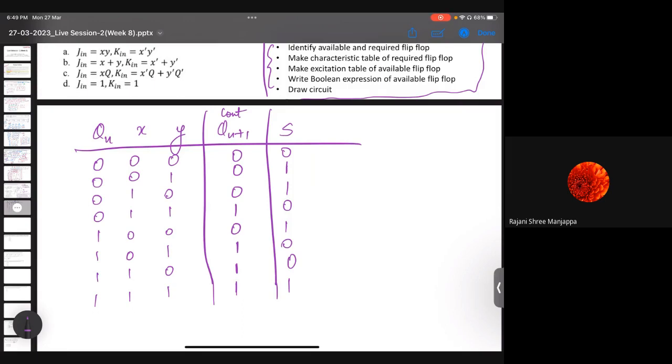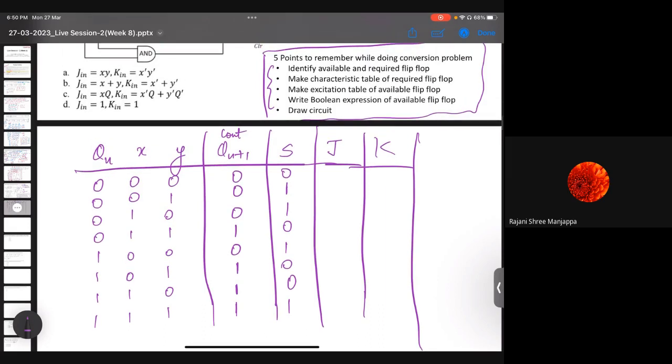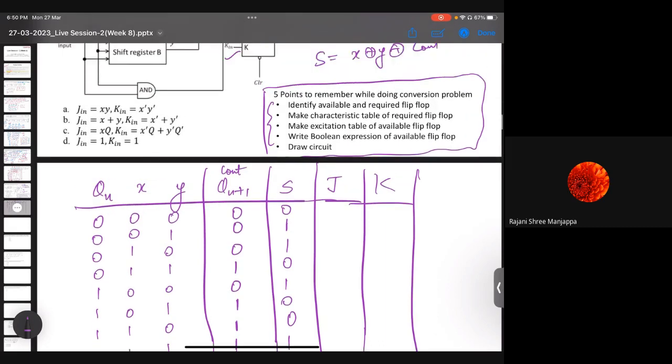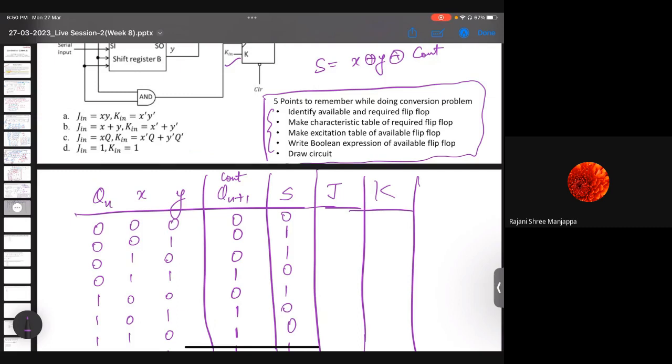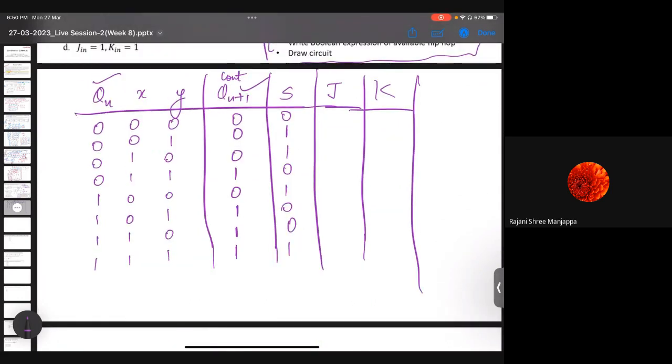Now what we have to do is write J and K in terms of X and Y. If you have followed the last lecture, we need to convert these flip-flops, or we need to get the relation of J and K in terms of X and Y. So we'll check Qn and Qn plus 1, and similarly we'll write the J and K flip-flop. For that we need to make the excitation of J and K first, so we'll first make the characteristic table of the J and K flip-flop, and then we'll go for the excitation table.